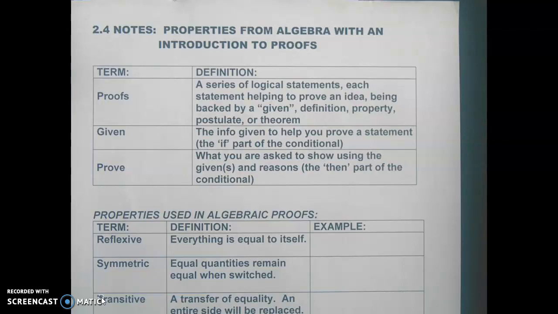Starting with proofs themselves, the definition of a proof is a series of logical statements, each statement helping to prove an idea, being backed by a given, definition, property, postulate, or theorem. The given is the info given to help you prove a statement, the if part of a conditional statement. What you're proving is what you're asked to show using the givens and reasons, the then part of the conditional statement. So thinking back to conditional statements and logic that we learned, the given is what comes after the if, and what you're proving comes after the then.